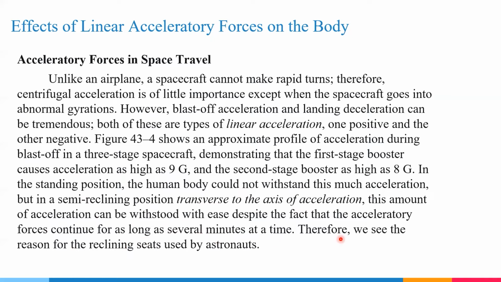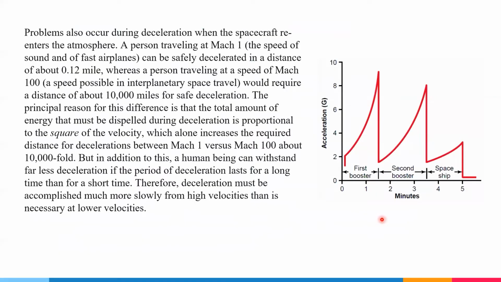Therefore, this is the reason we see astronauts seated in reclining seats, because this is very effective to counteract the ill effects of linear acceleratory forces that their bodies are subjected to. So this is the particular figure that we're talking about. We can see that during the first booster of the rocket, the acceleratory forces can reach up to 9g, which then falls off sharply as the second booster takes off, and the acceleratory forces reach up to 8g.